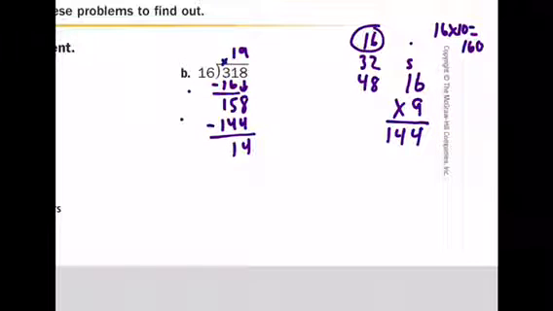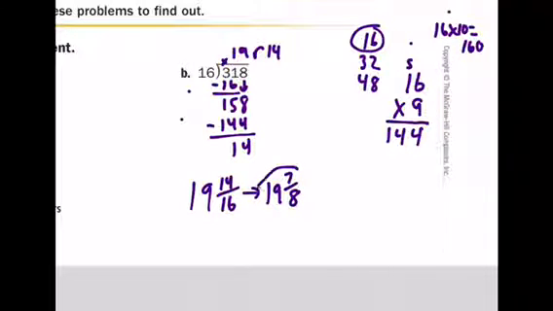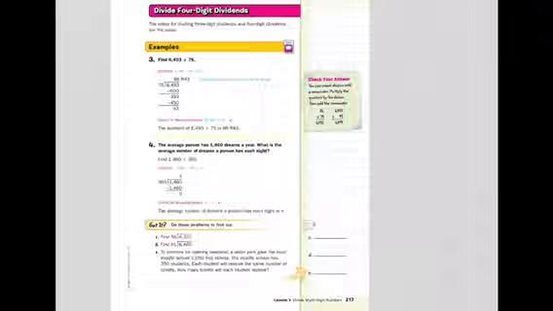Subtract, I get 14. So my answer is 19 remainder 14. Or if you do a fraction remainder, it's 19 and 14 sixteenths, which reduces to 19 and 7 eighths. So either one of those circled answers is okay. All right, guys, let's go on to the next page.